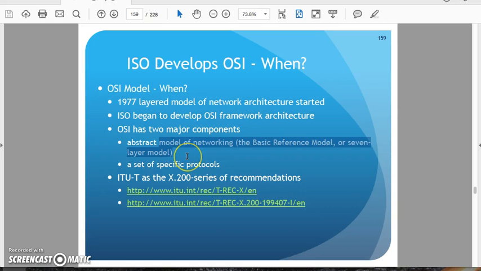But we still have the model around and we still use it as a reference. So they call it the OSI reference model, to reference data communications and how things work on a network. And actually, here's the X.200 series of recommendations. These links point you to the ISO documents on the OSI model. There's some evening reading if you're having trouble sleeping.